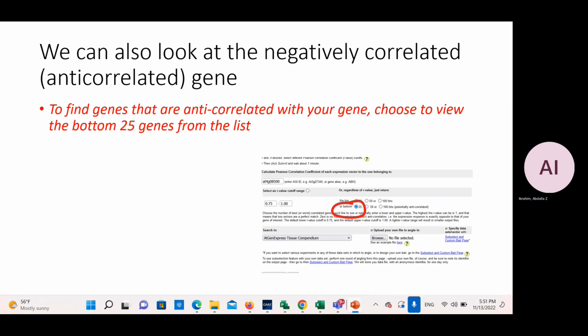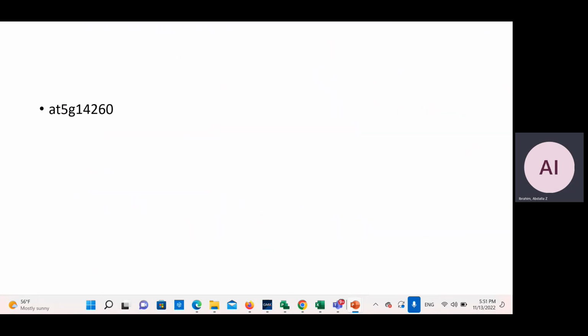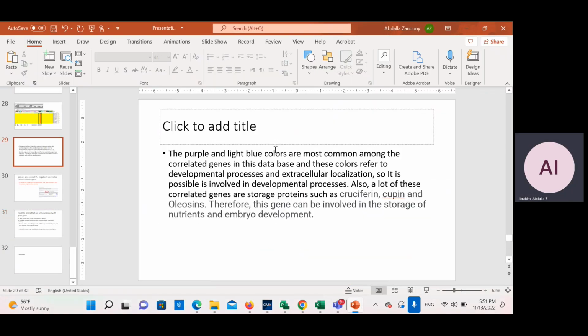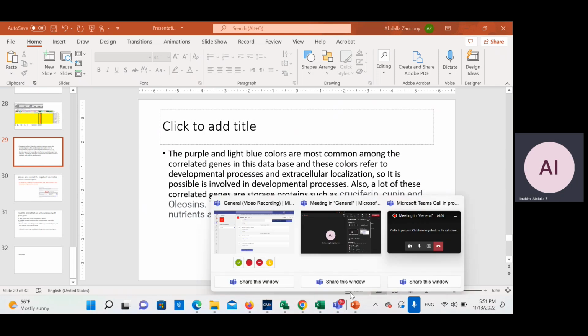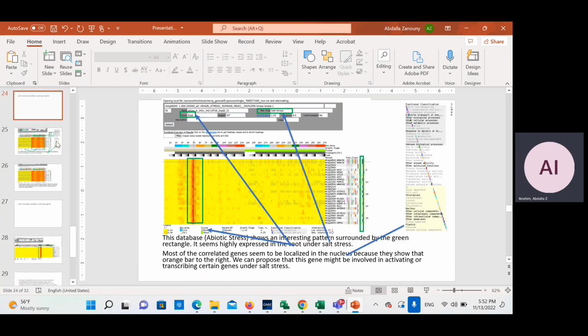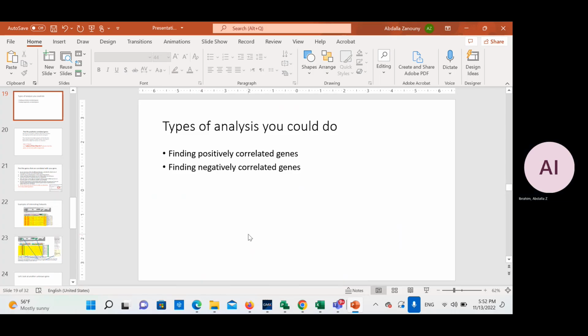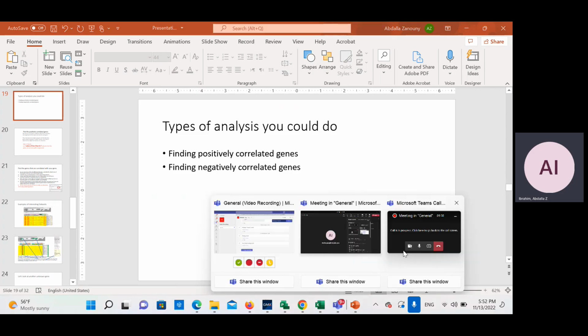And we also talked about doing the negative correlation. Check the negative correlation, okay? So I think I'll just leave it here. Again, you don't really have to make an extensive list of all the genes or of all the hypotheses that are possible. Just pick one or two and follow on those.